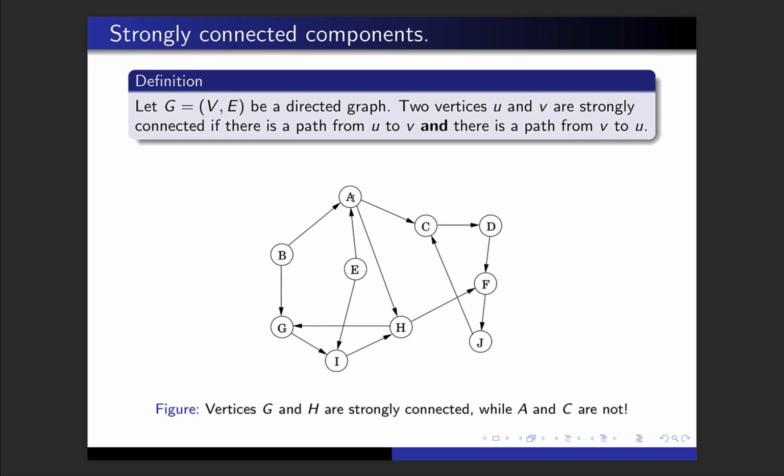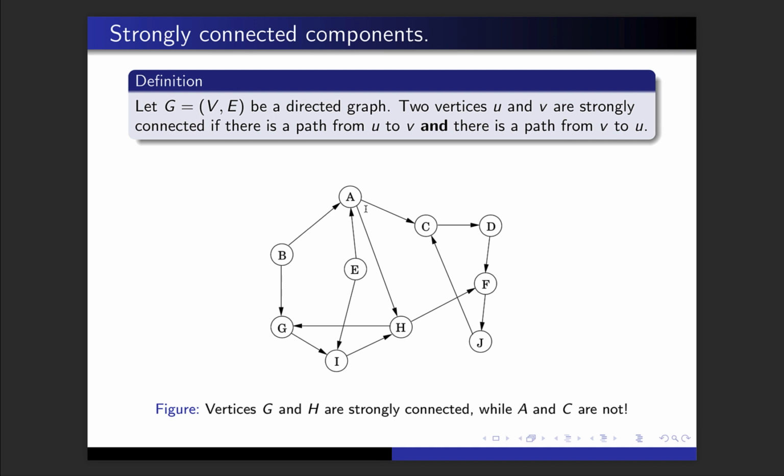Now, despite there being an edge between A and C, you cannot conclude that C and A are strongly connected, because there is no way to start at C, following a path of edges, and reach vertex A.